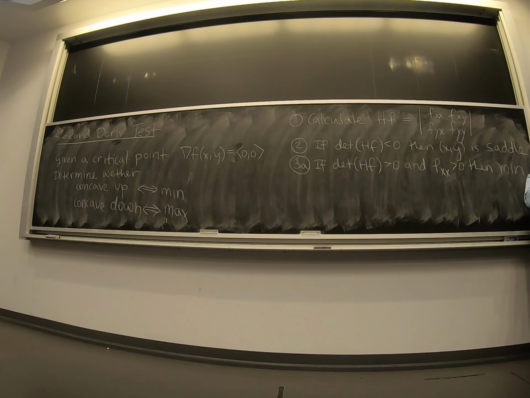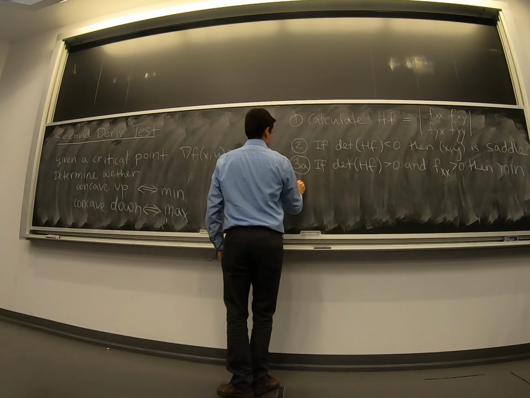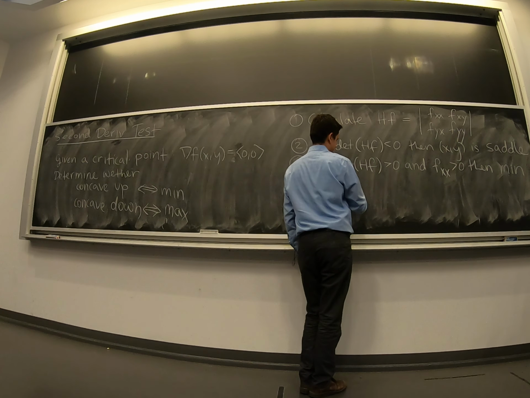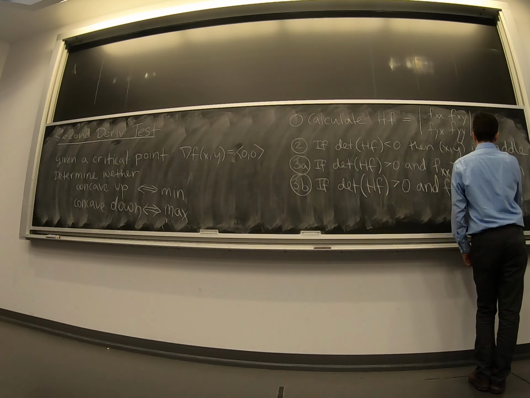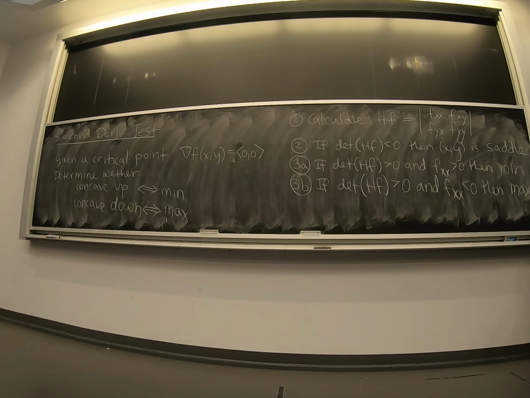The picture there is that you've got this cup-shaped thing, you're concave up, like a cup. The determinant doesn't tell you whether you're a min or a max. So you cut along the x-axis, and when you cut along the x-axis, you see something that's concave up. Then you know that you're a min. The corresponding picture for a max is that your second derivative is negative, you cut and you see something that is concave down, and you conclude that you are a max.